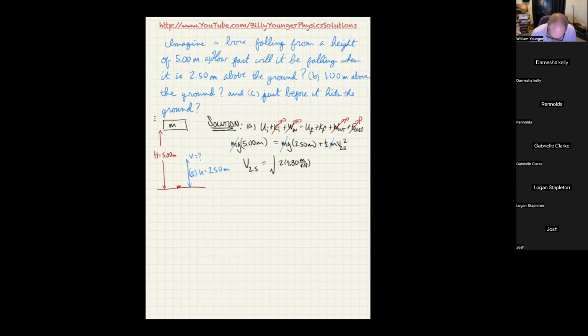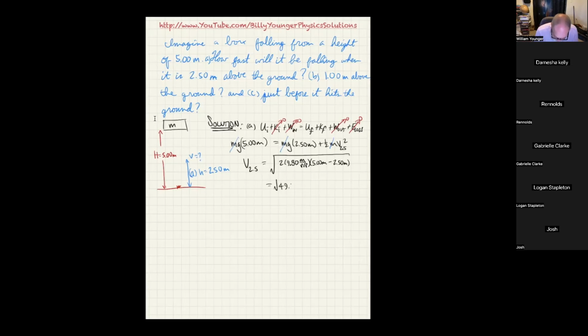Now, on the left-hand side, I had the 5. So it's 5.00 meters. And then when I pull the 2.5 from the right-hand side, that's going to give me a negative 2.50 meters. And that's basically it. So now I can compute that. I'm going to take 2 times 9.8 times, now I'm going to do 5 minus 2.5. Oops, I didn't hit my decimal. And of course, 5 minus 2.5 is just 2.5. That gives me the square root of 49.